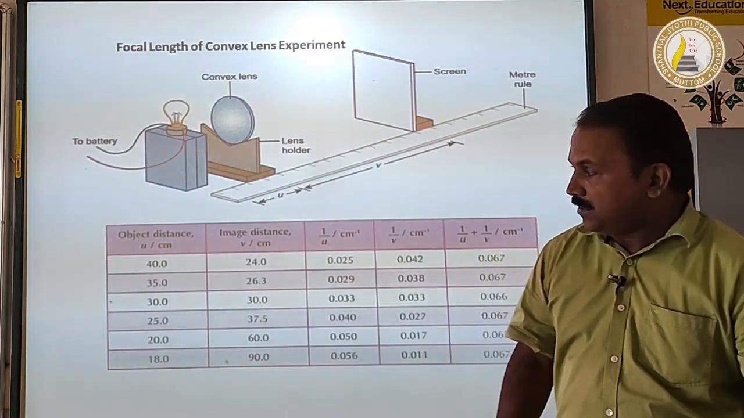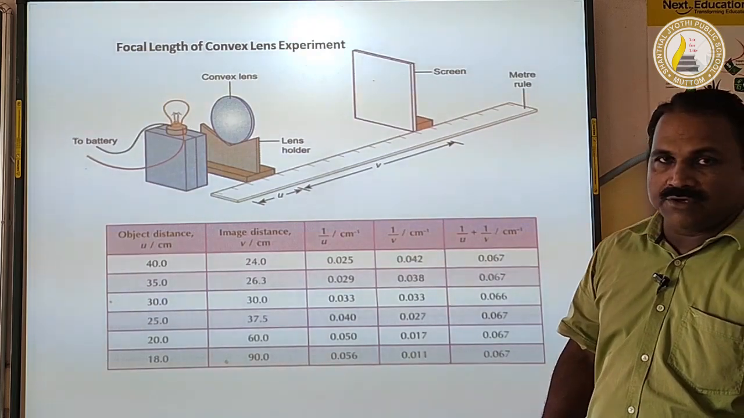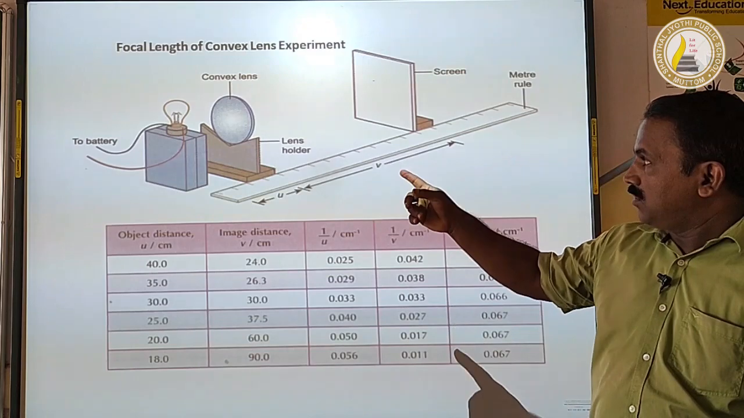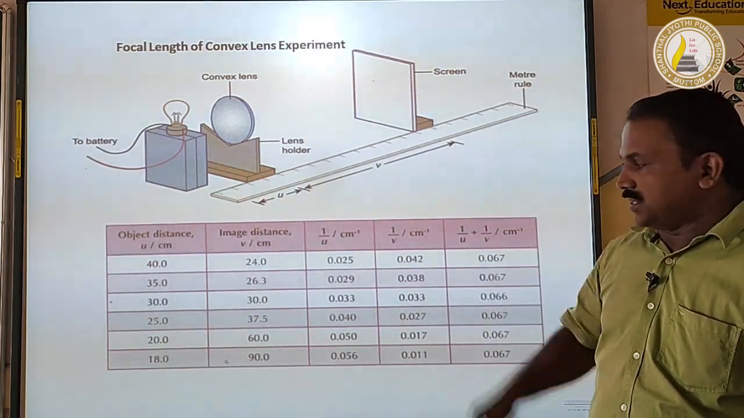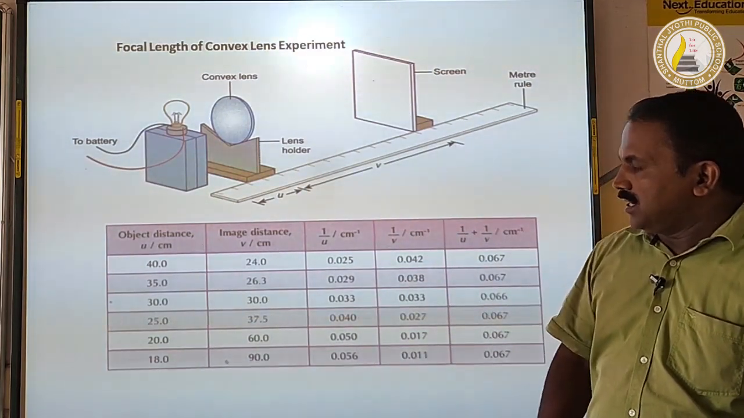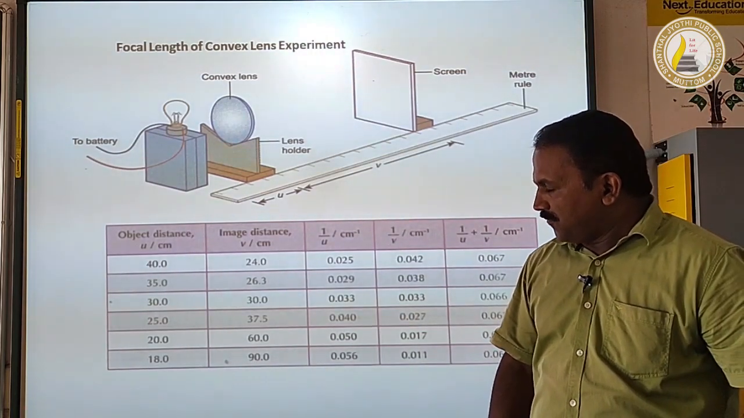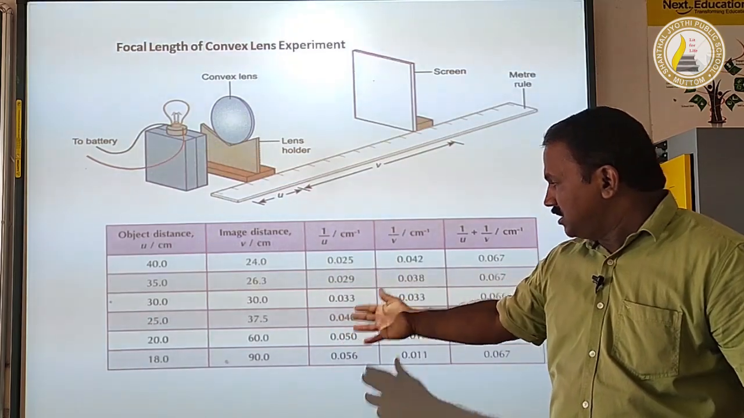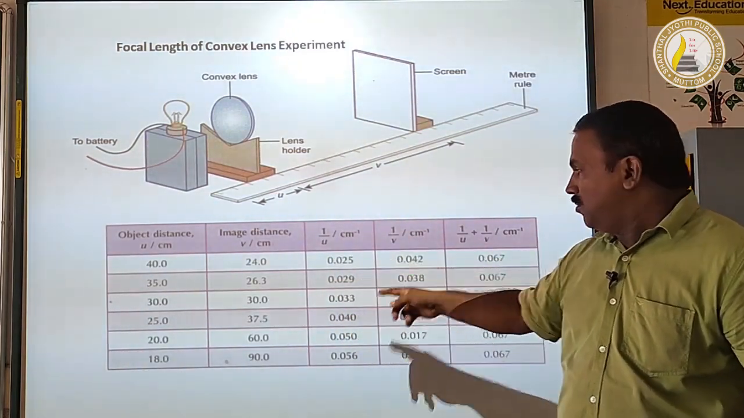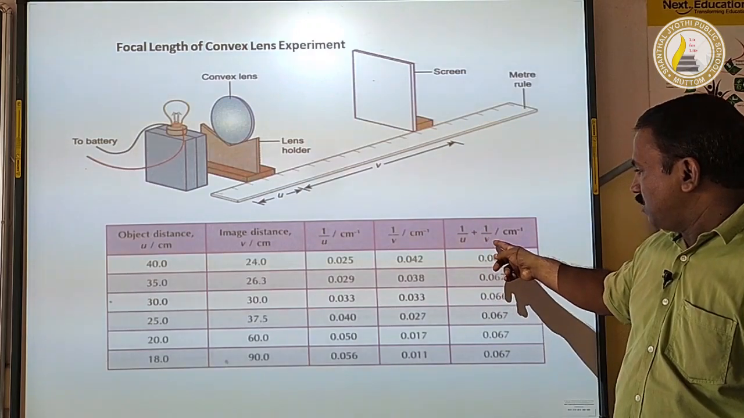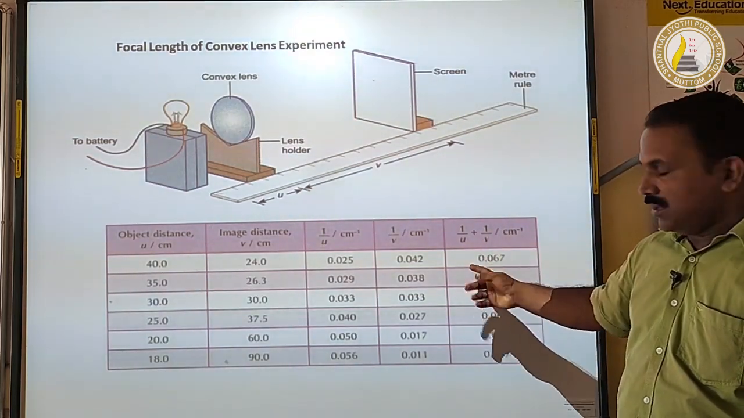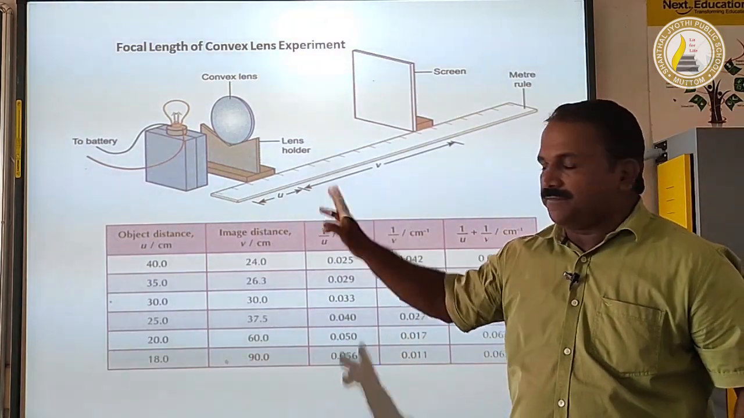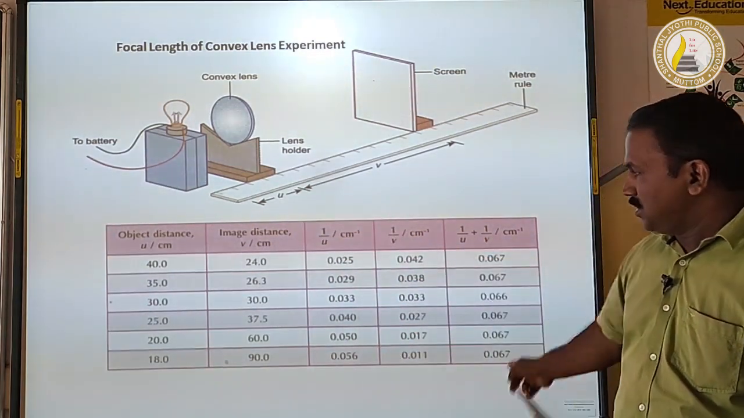So this is the experiment of image formation by a convex lens. There the bulb is the object, then the convex lens, and this is the screen. Here we take the object distance as 40, 35, 30, 25, 20, 18. The image distance will change. Then we can find 1 by u, 1 by v, and 1 by u plus 1 by v, that is called 1 by f. Then by taking the reciprocal, we will get the focal length of the given lens. So this is the experiment.